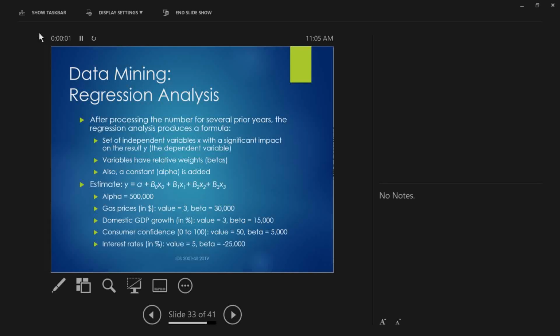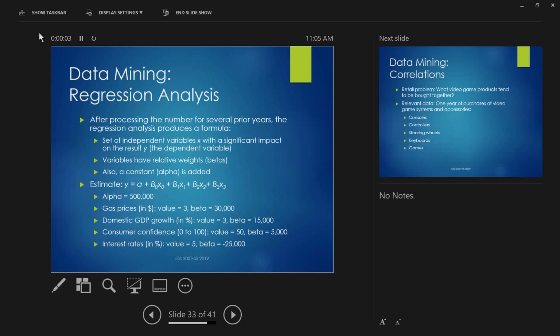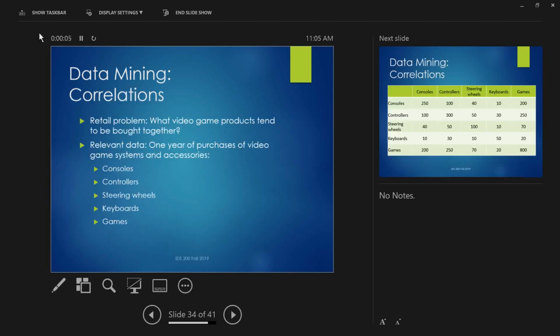Okay, so we left off with regression analysis. We have a few more data mining models to cover. So, another one, correlations. Suppose we have this problem at a retail operation. We want to figure out what video game products tend to be bought together.